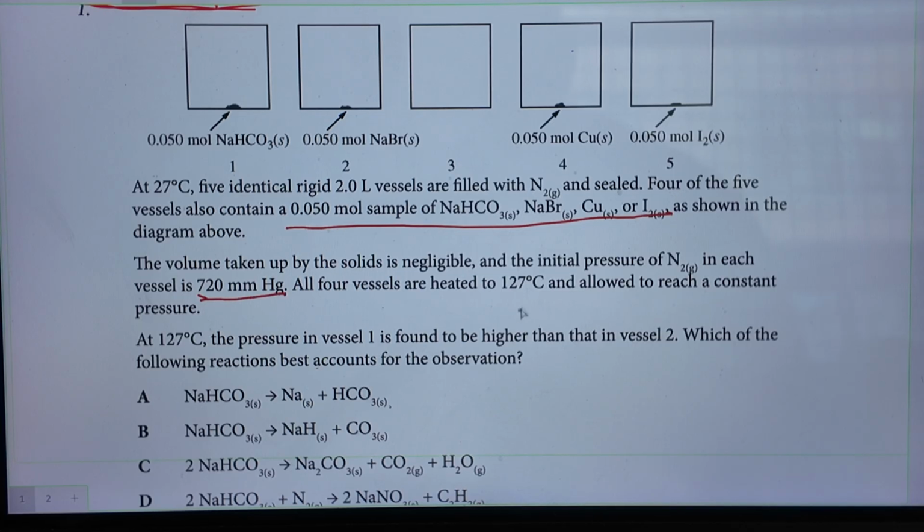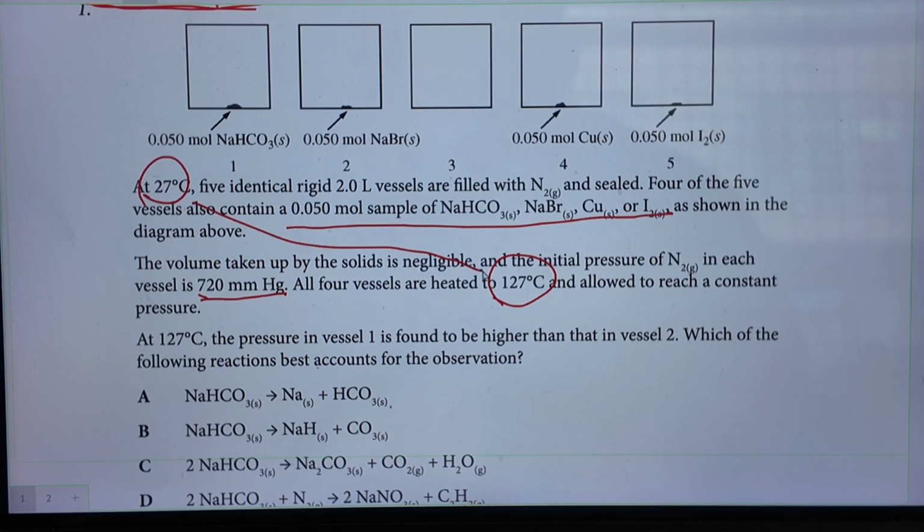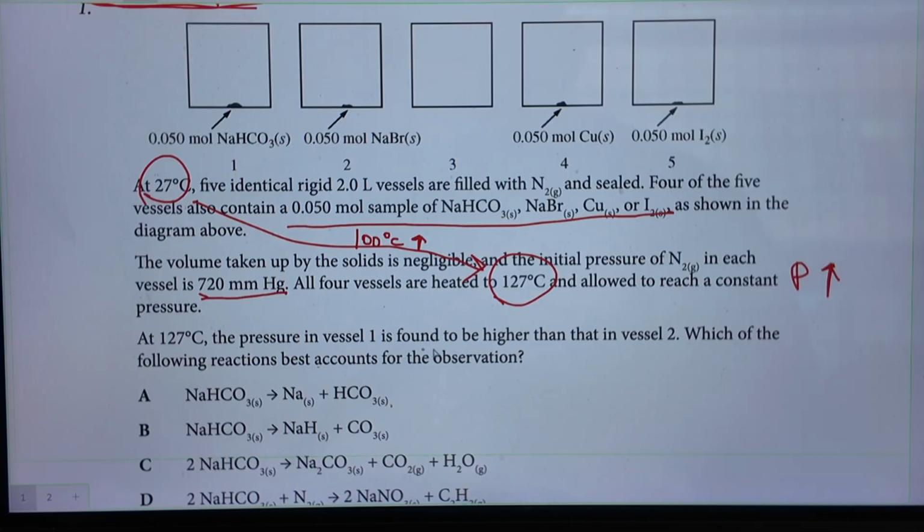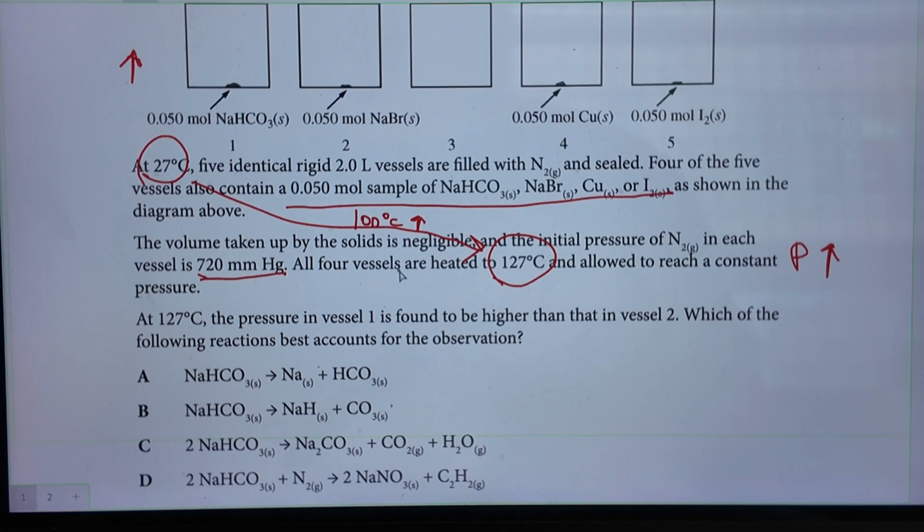All 4 vessels are heated to 127 degrees, but it started at 27, so it increased 100 degrees Celsius. Right? And it's allowed to reach a constant pressure, so the pressure probably also increases. So temperature increases, pressure increases. At 127 degrees Celsius, the pressure in vessel 1 is found to be higher than in vessel 2, so this one is higher. Which of the following best reactions accounts for that observation?